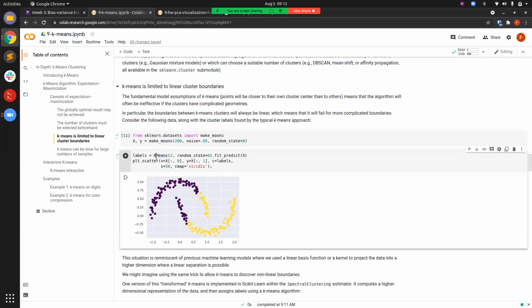So here's an example of applying k-means to this half-moon data. Now, there's 2 very obvious clusters here, right? Cluster 1 and cluster 2. K-means doesn't find this.